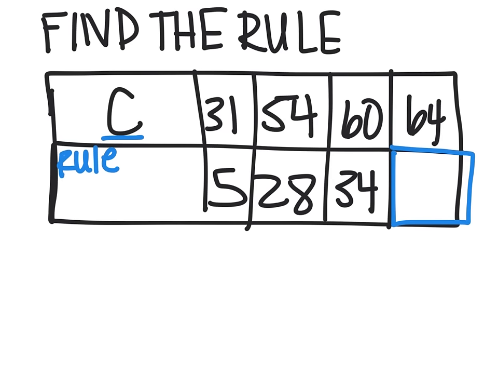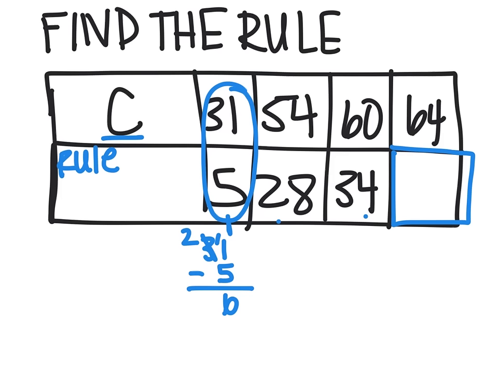So first step, we always find the difference between the two numbers in a column. I always start with the leftmost column, but you could start with any of these columns. But I'm going to go ahead and find the difference between 31 and 5, which is 26. So I'm thinking that that should be the difference between all of these numbers here, 54 and 28, and so on and so forth, because my rule has to apply to every column in the chart. But I'm going to go ahead and subtract to make sure that I'm correct.